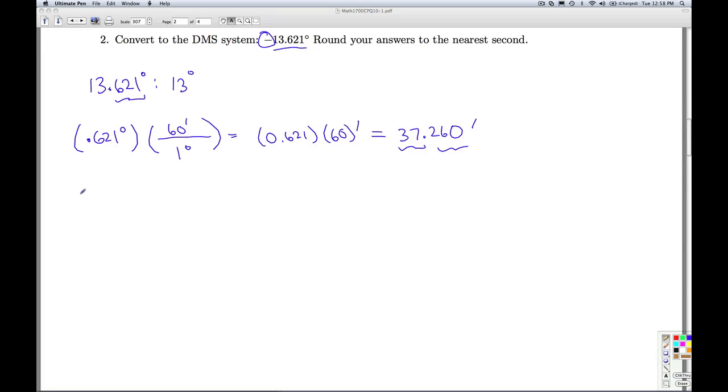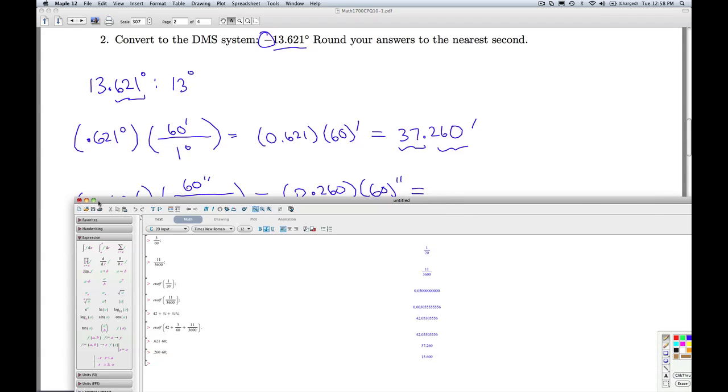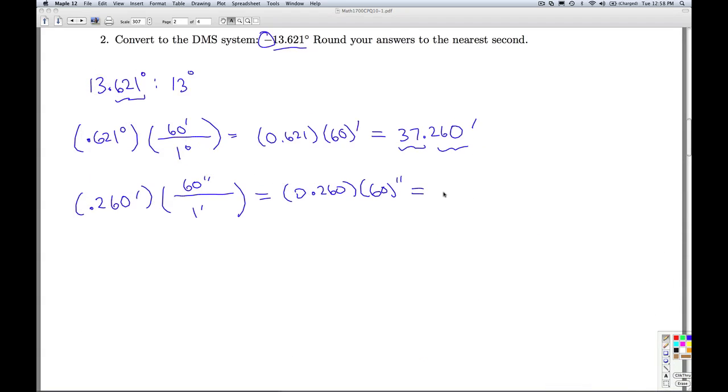So I'm going to take that now, the fraction of a minute, and I'm going to convert that to seconds. For every 1 minute, there's 60 seconds. And so I get 0.260 times 60 seconds. And if I go through the computation there, I get 15.6 seconds. We're asked to round the answer to the nearest second, so if I round that, that's going to be 16 seconds.